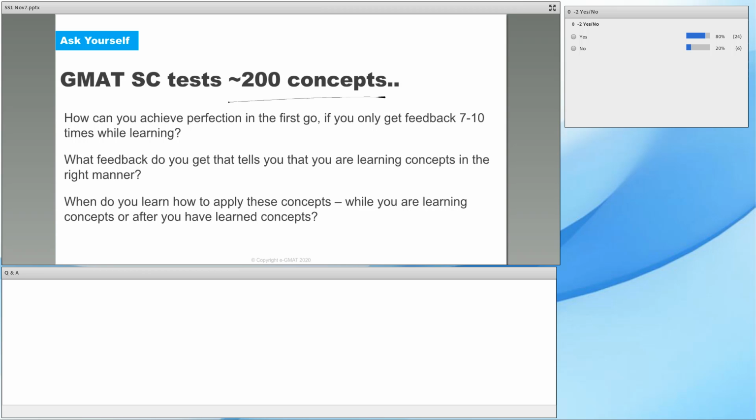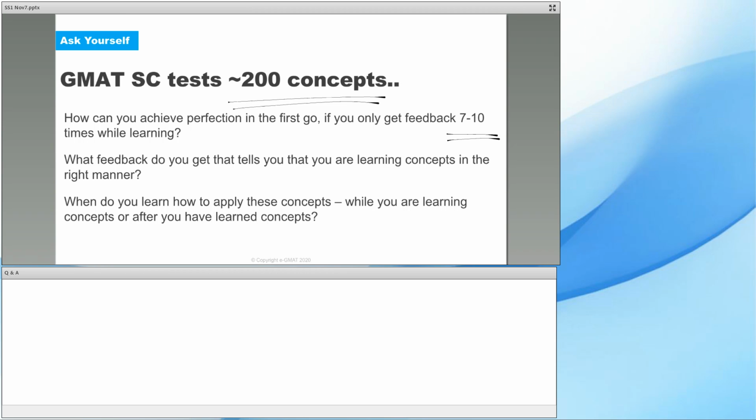The thing that you have to really ask is, if you're talking about these 200 constructs, can you excel at them, achieve that 90th percentile with 7 to 10 feedback points? And just to really demonstrate that, let's try and solve one question over here.